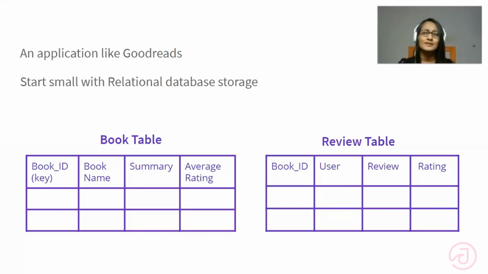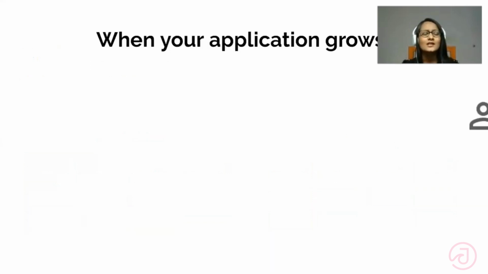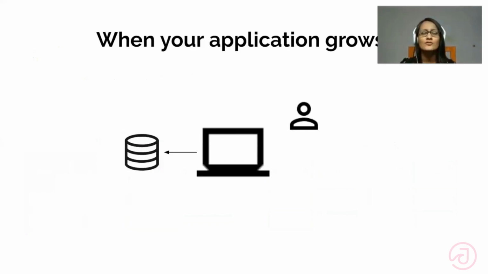Let's say you build an application which is like a smaller version of Goodreads, and when you start, you start small with a few gigabytes of memory and a relational database which has the following table structure. You have a book table which has your book ID as the key, and you have a review table where you have a book ID, user, and their reviews and ratings. Basically in this application, you have lots of books and users who give their ratings and reviews to the books. So what happens when your users and reviews increase?